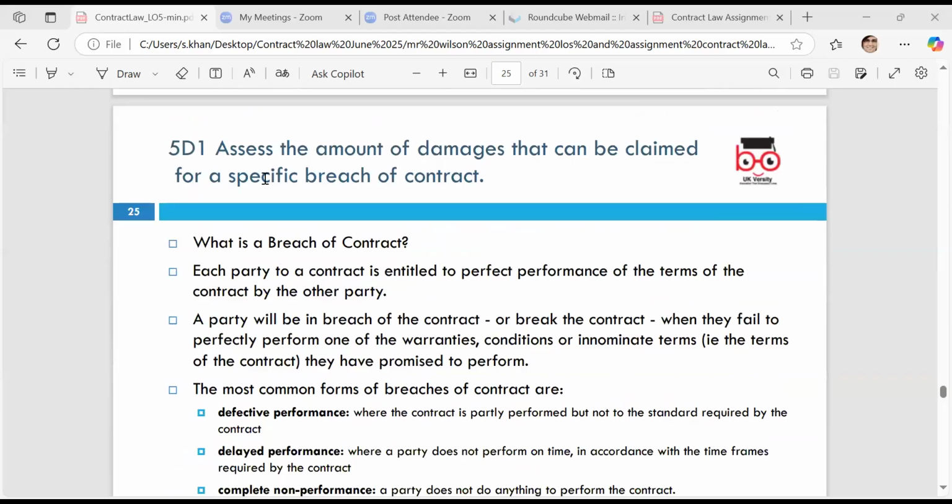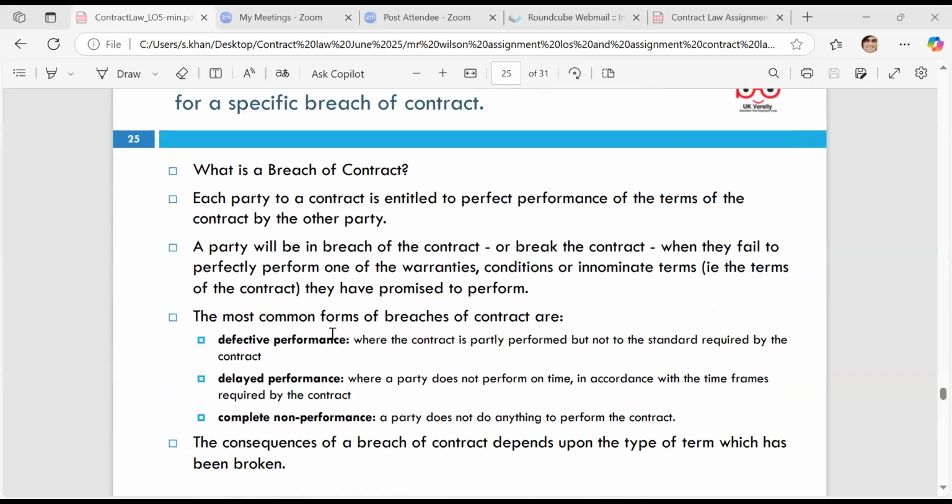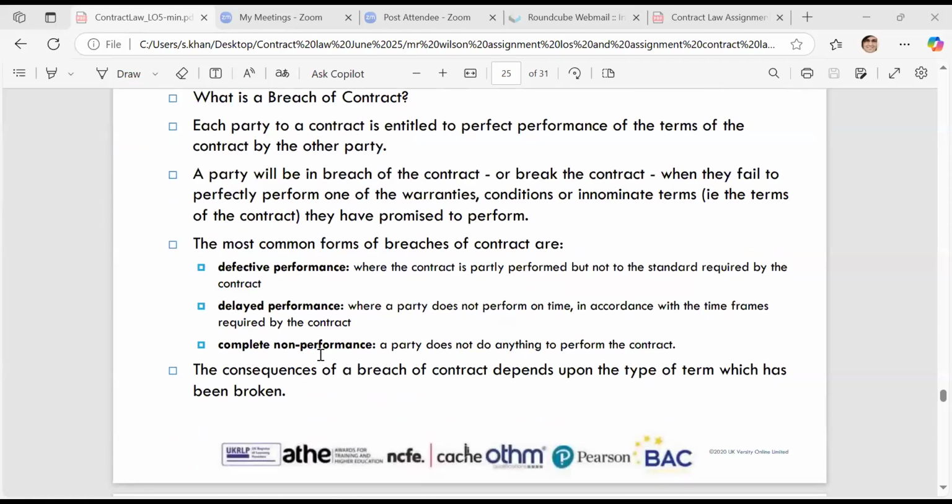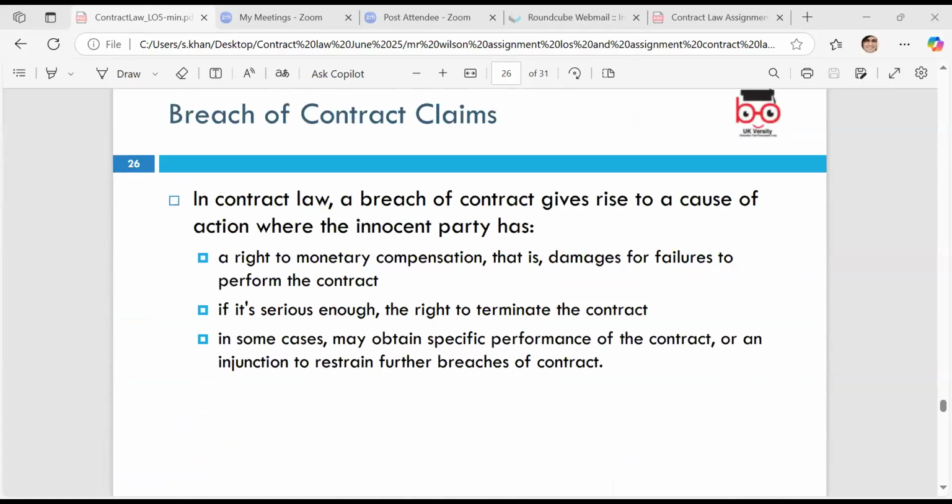5D1, which looks at the distinction element, assess the amount of damages that can be claimed for a specific breach of contract. So in assessing damages for breach of contract, the court aims to compensate the non-breaching party for the losses they incurred as a result of the breach, putting them in the same financial position as if the contract had been fulfilled. And this is typically achieved through compensatory damages, which cover direct financial losses and may also include consequential or incidental losses. The most common forms of breach are defective performance, delayed performance, and complete non-performance. Breach of contract claims.